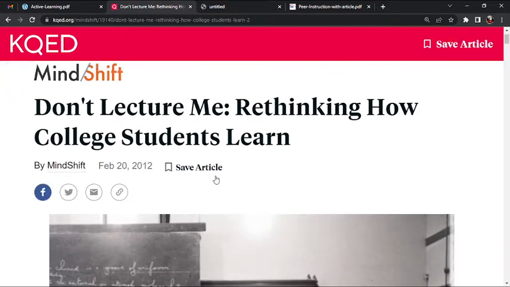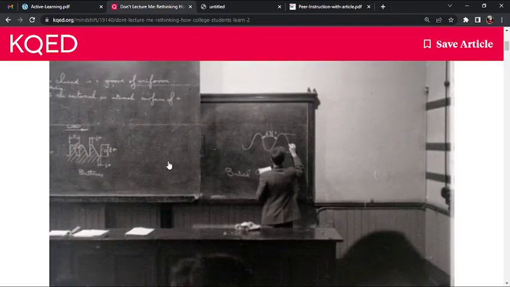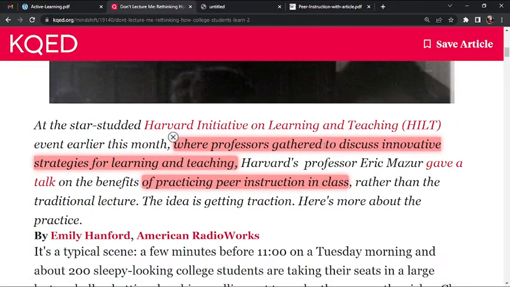This is by Mindshift in 2012. Now, it talks about a Harvard Initiative on Learning and Teaching event which was held, where professors gather to discuss innovative strategies for learning and teaching. So this is an innovative strategy for learning and teaching that was discussed, and that is what we want to instill in you, so that you'll be able to learn in an innovative way, so that in the end this learning process should be easy.